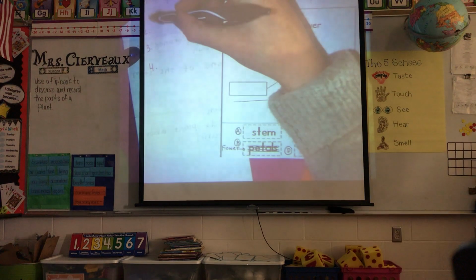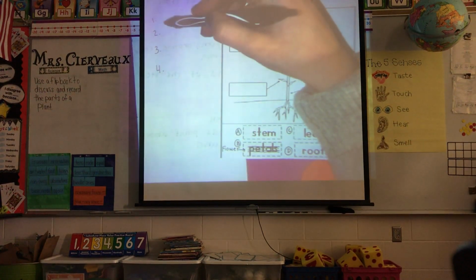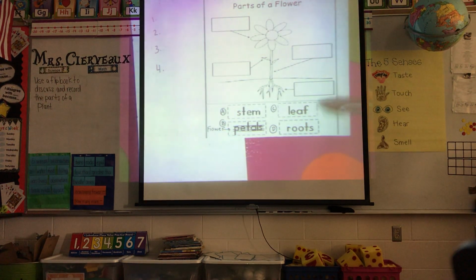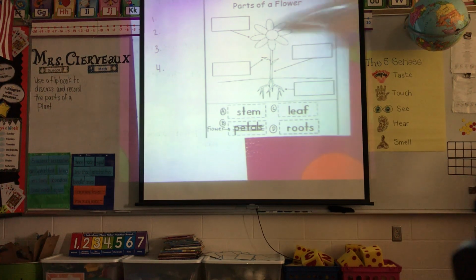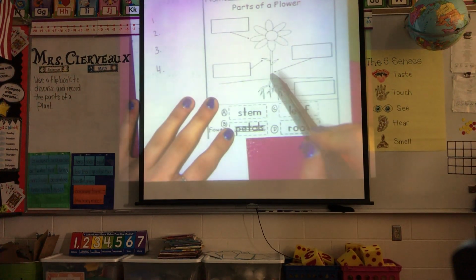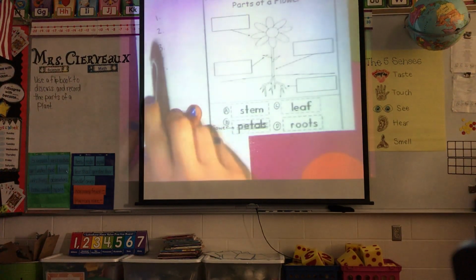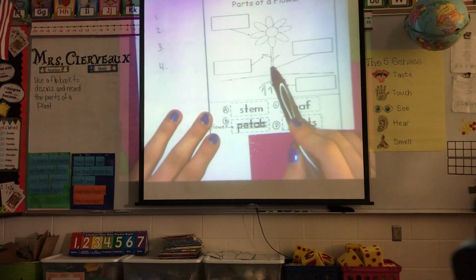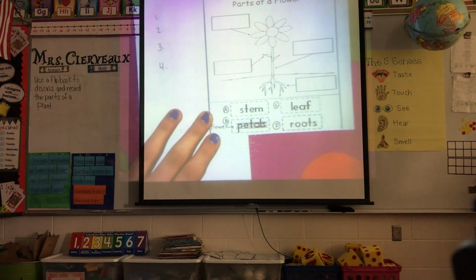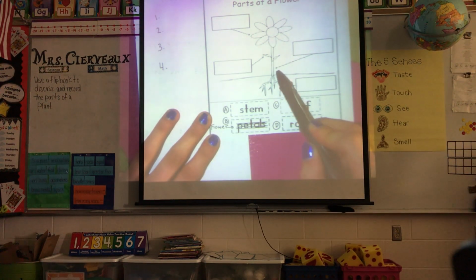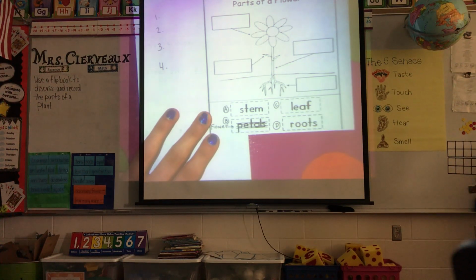Write your answer right here. Quietly think it in your brain. So if you think it's the stem, write A. If you think it's the leaf, put C. If you think it's the flower, put B. If you think it's the roots, put D. All right, and then for number 2, we're gonna go to the point this one's pointing at. So if you think that this is pointing at the stem, put A. If you think it's pointing at the leaf, put C. If you think this is pointing at the flower, put B. If you think it's the roots, put D.